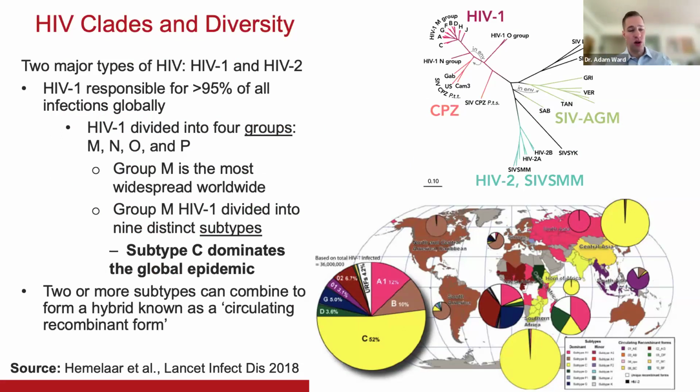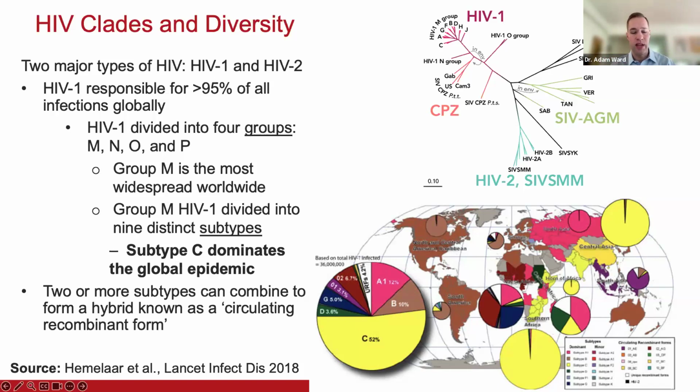However, within this group, there's also a lot of genetic diversity, and it's further subdivided into what we call subtypes. You may have heard about HIV subtype, and group M HIV-1 is divided into 9 distinct subtypes. Those include A, B, C, D. There are other subtypes. I think it's important to mention that subtype C dominates the global epidemic. That's shown in this pie chart here on the right.